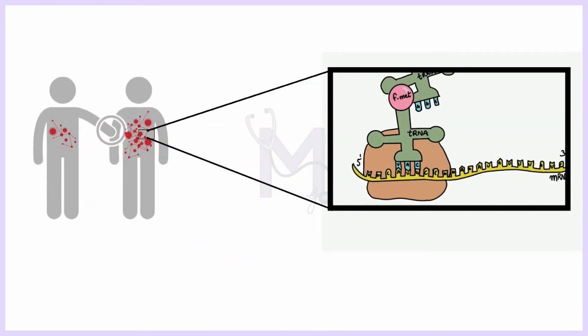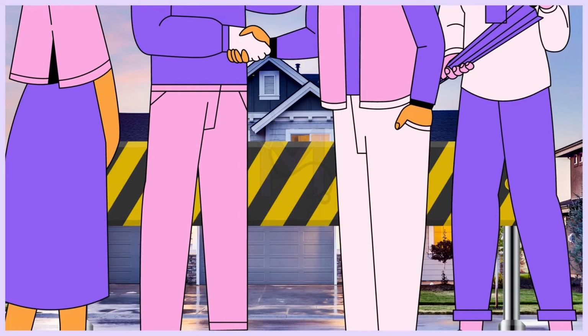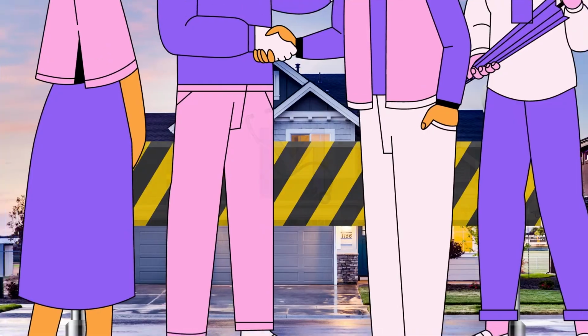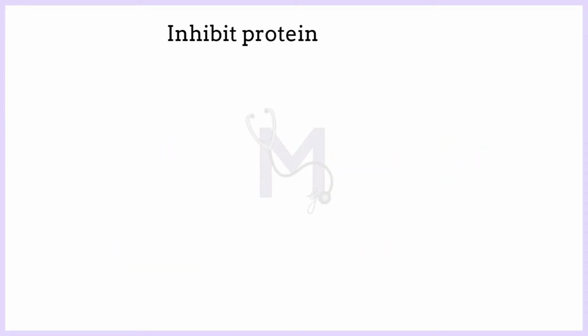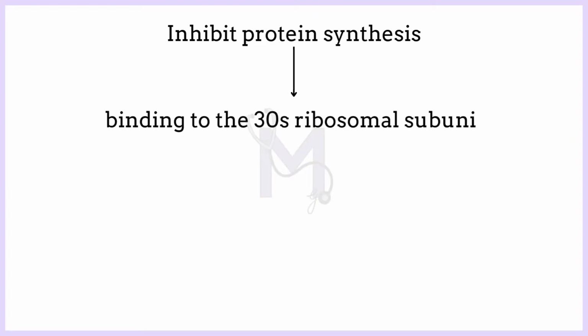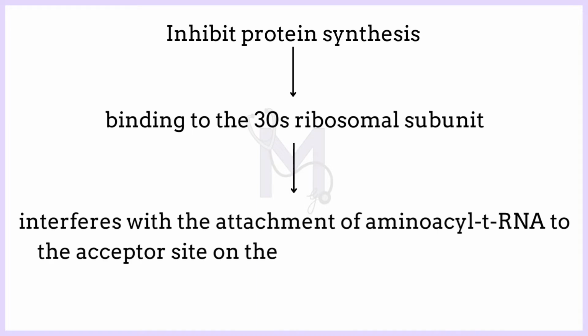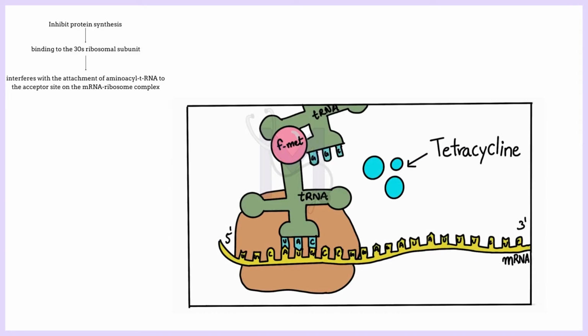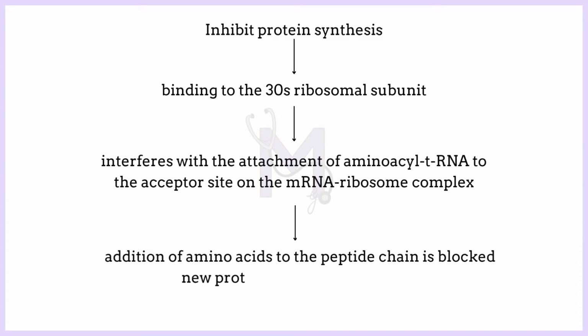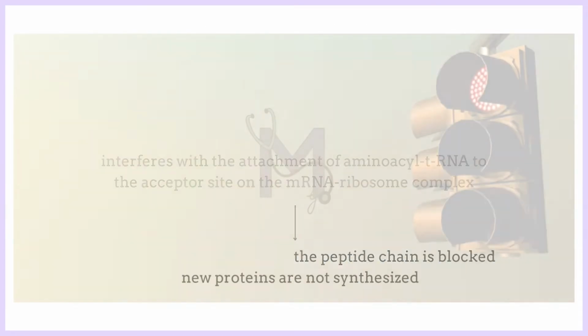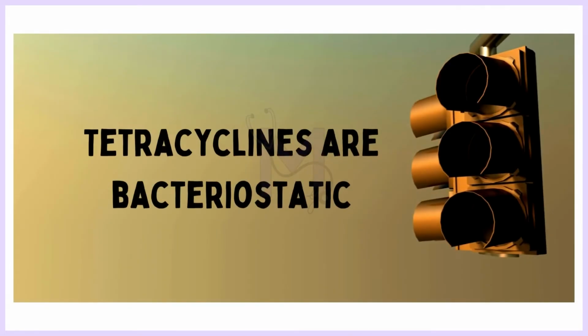Further, we will see how these drugs act. They mimic a barricade blocking people from entering the building. Here, the people are synonymous to transfer RNA, which cannot enter the building of mRNA ribosome complex. Their mechanism of action is that they inhibit protein synthesis by binding to the 30S ribosomal subunit of the bacteria. This bind interferes with the attachment of aminoacyl tRNA to the acceptor site on the mRNA ribosome complex. Since this attachment is disrupted, the addition of amino acids to the peptide chain is blocked and new proteins are not synthesized. Hence, tetracyclines are mainly bacteriostatic.